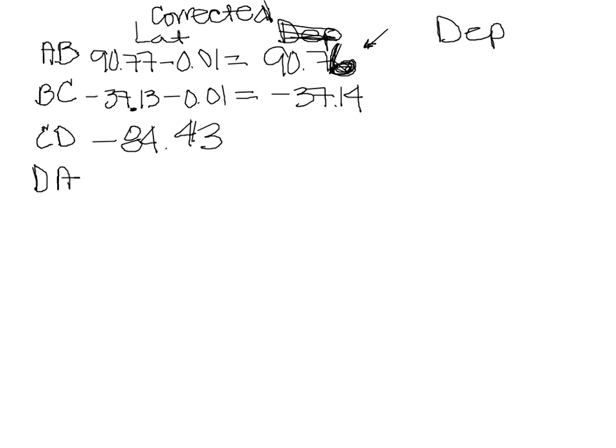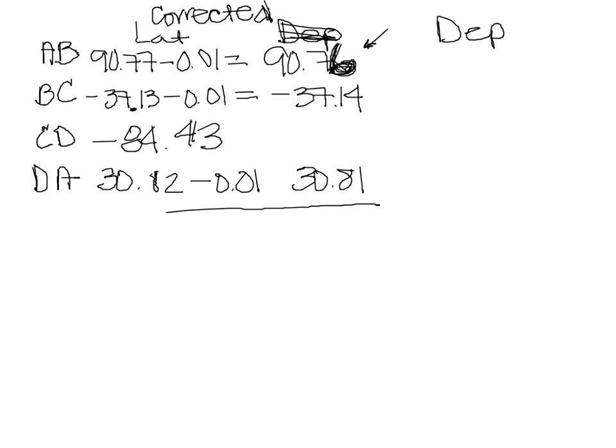Yes, John, you do this to all of them. So now for DA, you would have your original latitude of 30.82 minus 0.01, which gives you 30.81. You'll know you've done it correctly because when you sum them again, there we go, sigma, you should get 0.00.